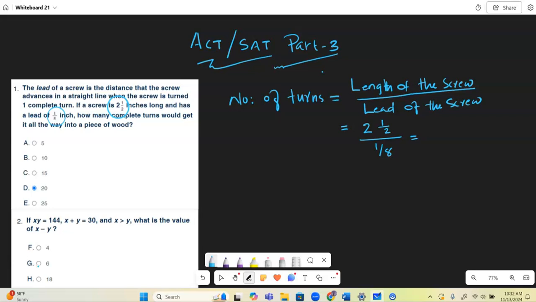This is actually a mixed fraction. We need to convert this into an improper fraction for the easiness of the calculation. That is 2 times 2 is 4 plus 1 is 5. So the numerator is 5 over 2. Our denominator is 1/8. So the calculation now is 5 over 2 multiplied by the reciprocal of the denominator, that is 8 over 1. You can cancel 2 and 8, that is 4 times. 5 times 4 is 20. 20 over 1 is 20. That is the answer. So we have the option 20. That's the right answer. Moving on.